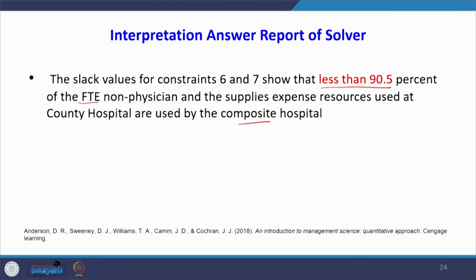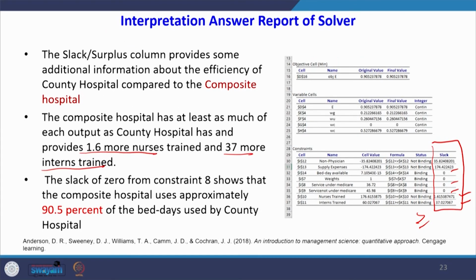Okay. So, what is the meaning here? That there is a slack variable. It says that the composite hospital has utilized less than 90.5 percentage of resources of county hospital. That is the meaning of this slack. Slack means unutilized resources. County hospital did not utilize this much resources.